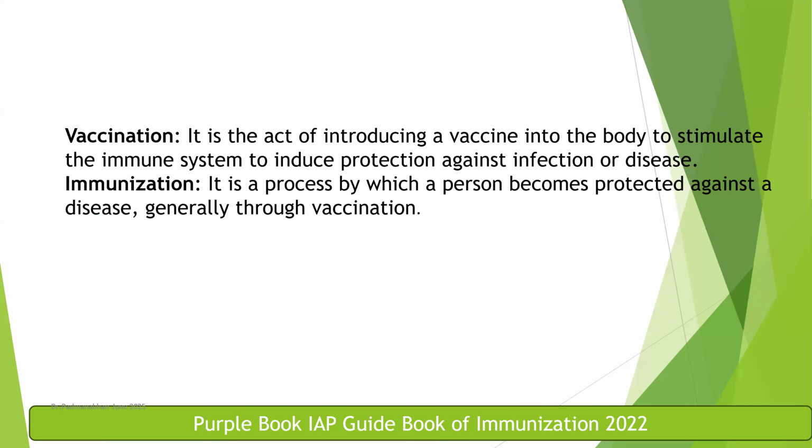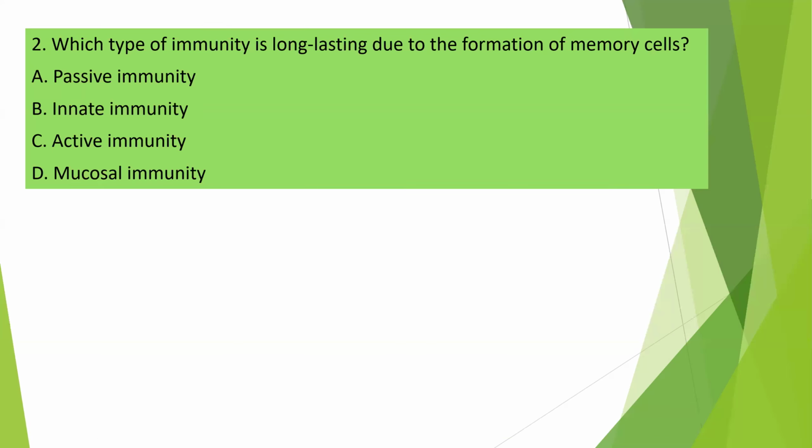Vaccination, can you read it now, Faris? Vaccination is the act of introducing a vaccine into the body to stimulate the immune system to induce protection against infection or disease. Immunization is the process by which a person becomes protected against a disease, generally through vaccination. But you might get immunized by the disease itself. You may become immune by the disease. Next question.